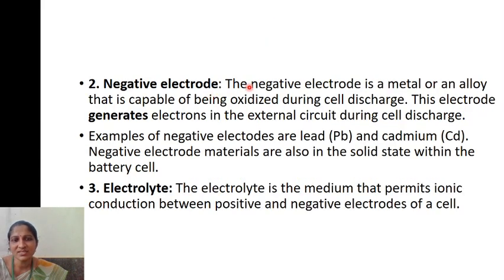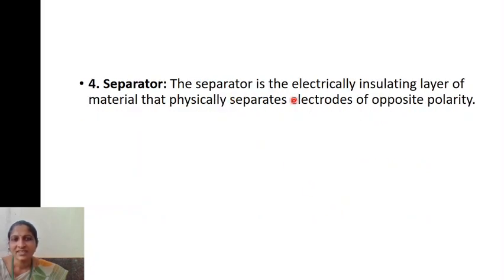Coming to the negative electrode, it is a metal or an alloy that is capable of being oxidized during cell discharge. This electrode generates electrons in the external circuit during cell discharge. Some examples of negative electrodes are lead and cadmium. Negative electrode materials are also in the solid state within the battery cell. The electrolyte is the medium that permits ionic conduction between the positive and negative electrodes of a cell. The separator is the electrically insulating layer of material that physically separates electrodes of opposite polarity.